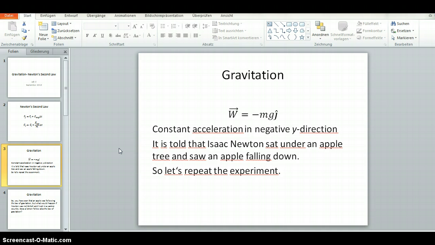For this lab, I choose the most known example. Isaac Newton, one of the greatest minds of all time, told that he was sitting under an apple tree and saw an apple falling down. That was the basis of the law of gravity. We will repeat this experiment.